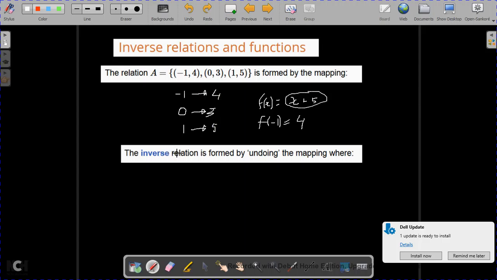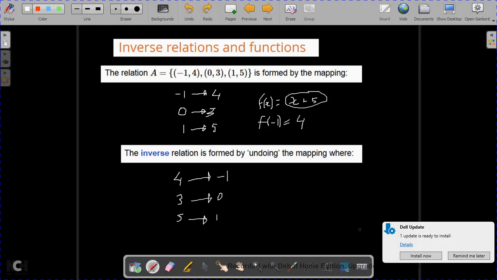So the inverse relation is formed by undoing the mapping. That's going backwards almost. We start at 4, 3, and 5, and so the inverse maps 4 to -1, 3 to 0, and 5 to 1. So we're starting with these values and going to these values.